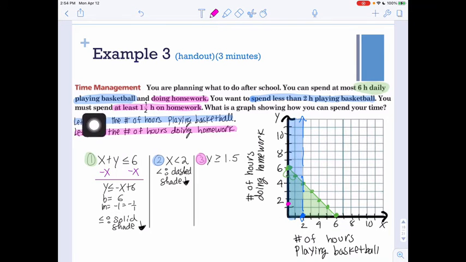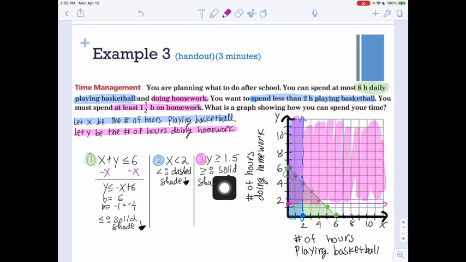For our last inequality, since we want to spend at least 1.5 hours on homework, we have y is the number of hours spent doing homework, and we want at least 1.5. So we will have y is greater than or equal to 1.5. At least means we can spend exactly 1.5 hours or more doing homework. To start graphing this inequality, we will find 1.5 on the y-axis and mark that with a pink dot. And because we have greater than or equal to, we will have a solid line and we will shade above the line.